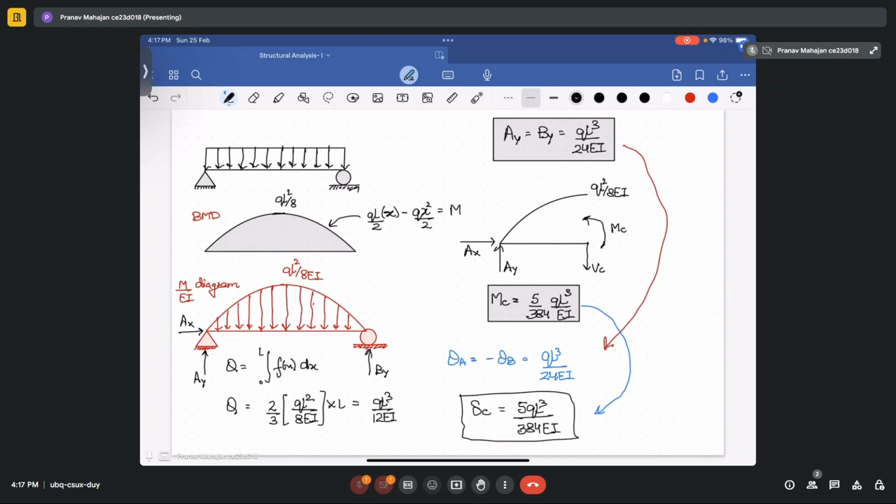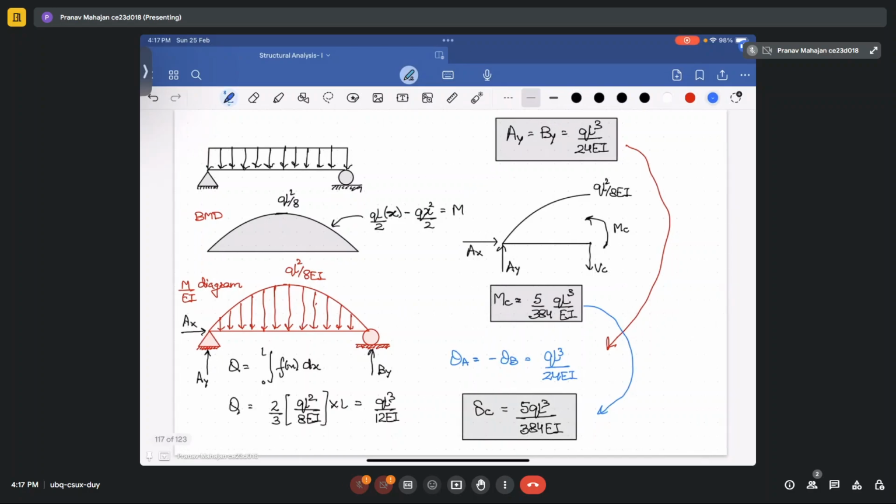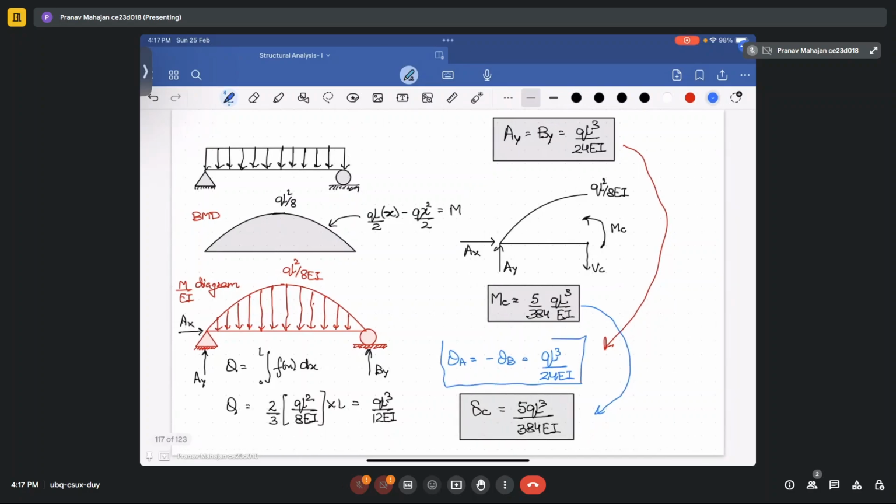If you require to calculate deflection at any particular point, you will take the moment at that particular point and determine its value. And if you want to find the slope at any point, you will take the shear at that particular point for the M by EI diagram, and it will provide you the value of slope at that particular point. So this is the conjugate beam method.